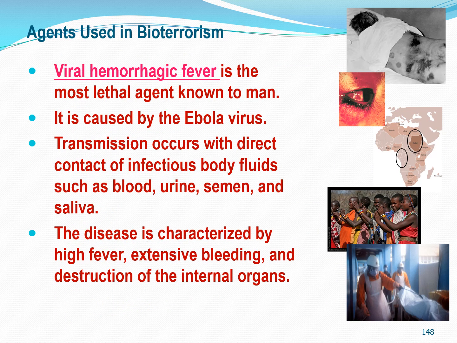Viral hemorrhagic fever is the most lethal agent known to man. It is caused by the Ebola virus. Transmission occurs with direct contact of infectious body fluids such as blood, urine, semen, and saliva. The disease is characterized by high fever, extensive bleeding, and destruction of the internal organs.